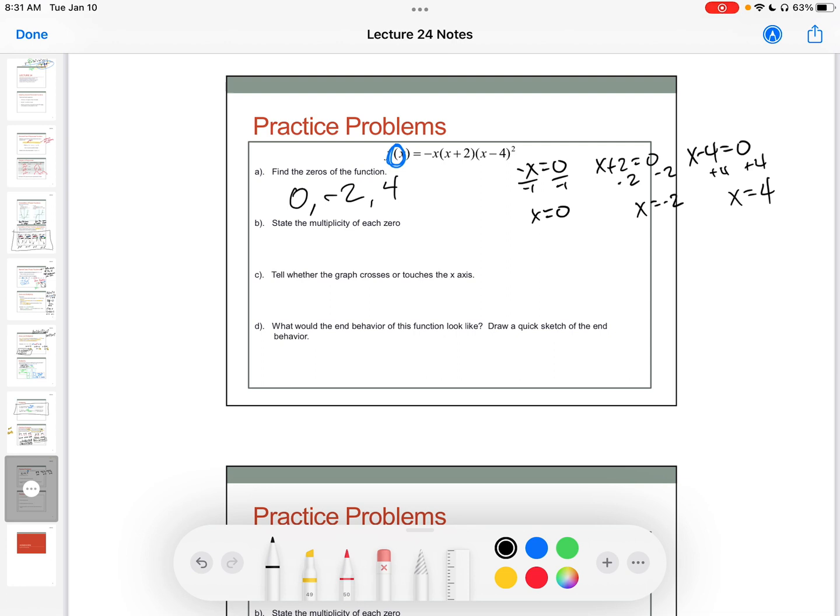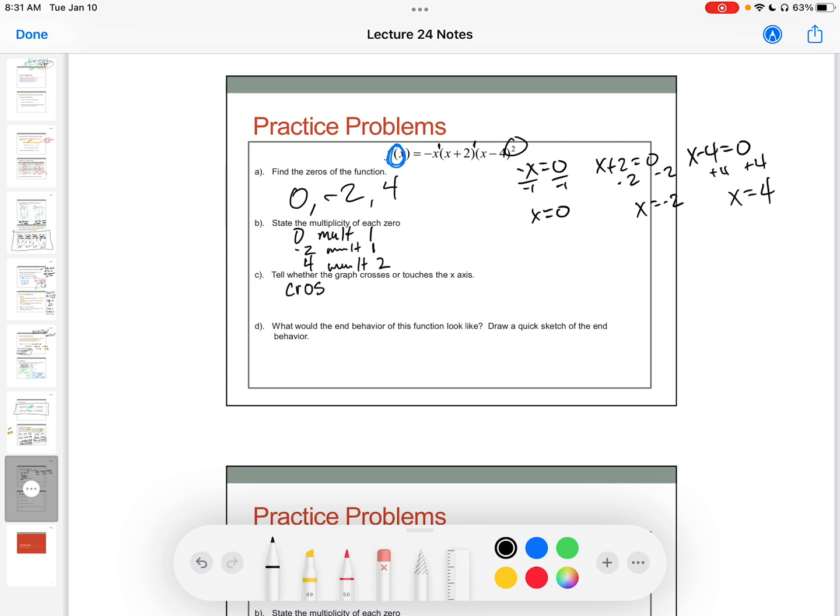The next thing it wants to know is the multiplicity of each of these zeros. For 0, the multiplicity would just be 1. So we have 0 with multiplicity 1. My negative 2 would also have a multiplicity of 1. The last one I have is my 4, and 4 has a multiplicity of 2. I got that just by that exponent there. Now it wants to know: tell whether the graph will cross or touch the x-axis.